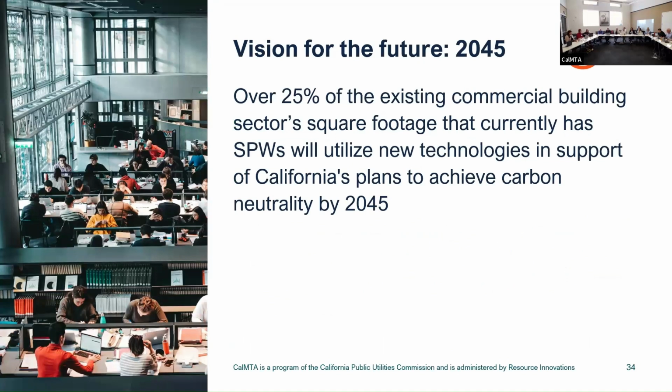Long-term vision, 2045: I want to see over 25% of the existing commercial building square footage that currently has single pane windows utilize these new technologies, whether it be VIG or commercial secondary windows or secondary windows with VIG included, have that be incorporated into their carbon reduction plans and achieve neutrality by 2045.